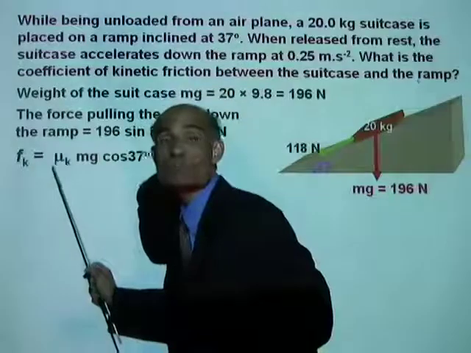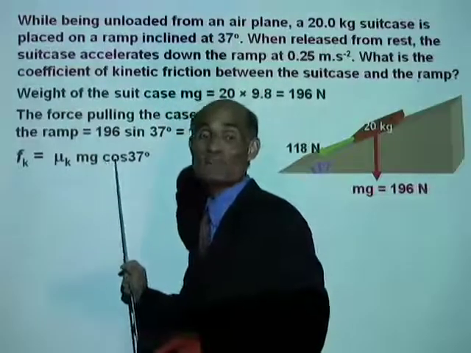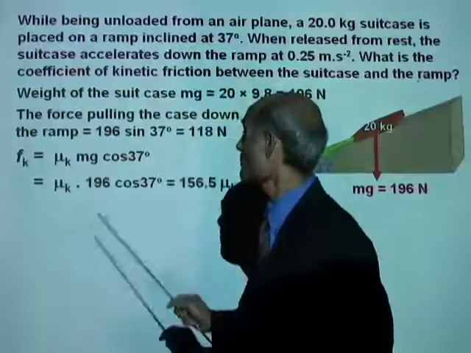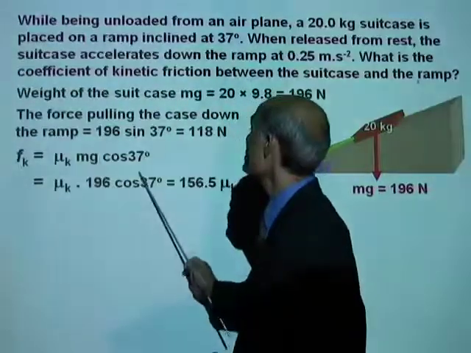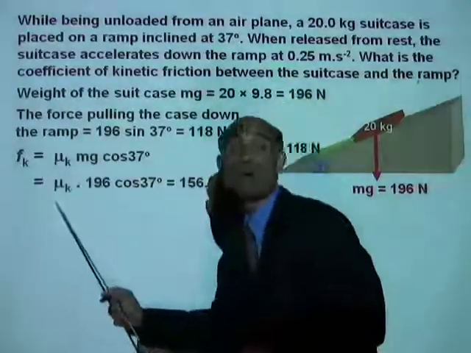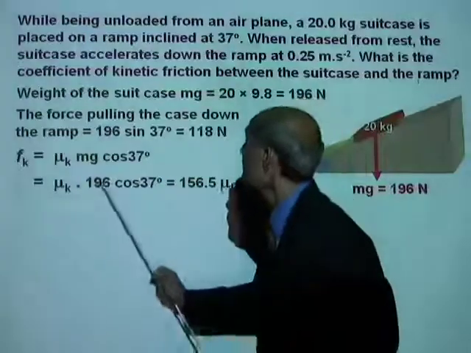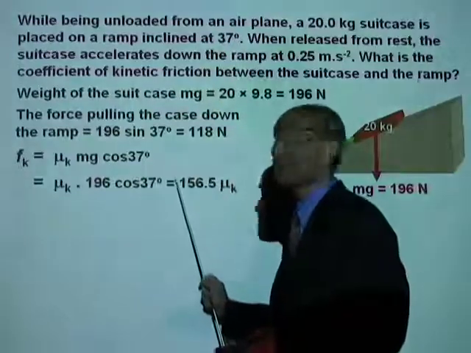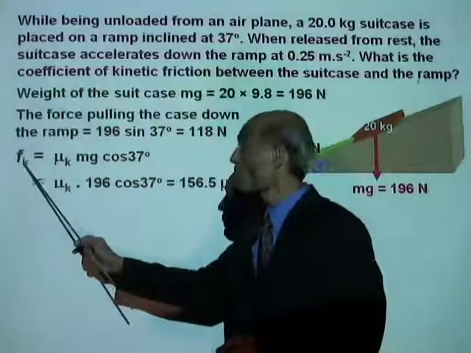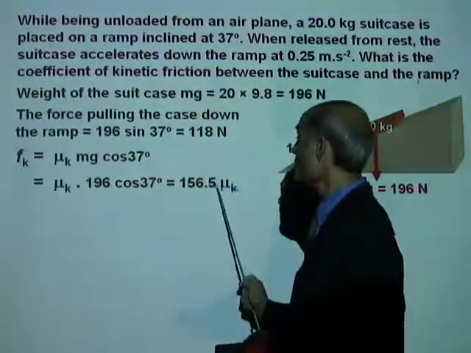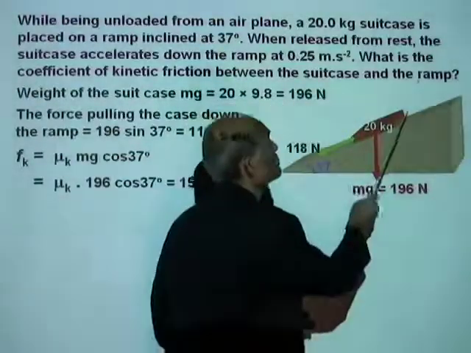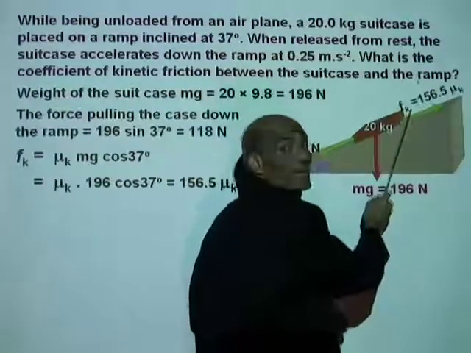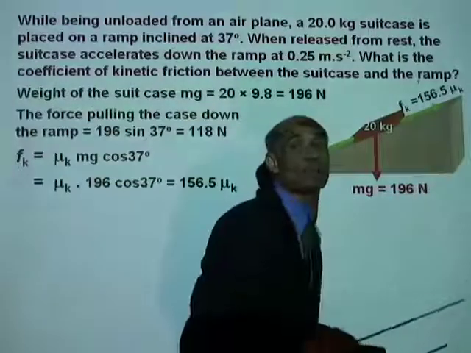So Fk equals mu k mg cos theta. Fk equals mu k mg cos 37 degrees, and that will be mu k times 196 cos 37. We don't know mu k, do we? No. Therefore, we will leave it as it is, and 196 cos 37 is 156.5. So the frictional force Fk equals 156.5 mu k, and that will be opposing the downward motion of the suitcase. That will be the upward force. Fk equals 156.5 mu k.